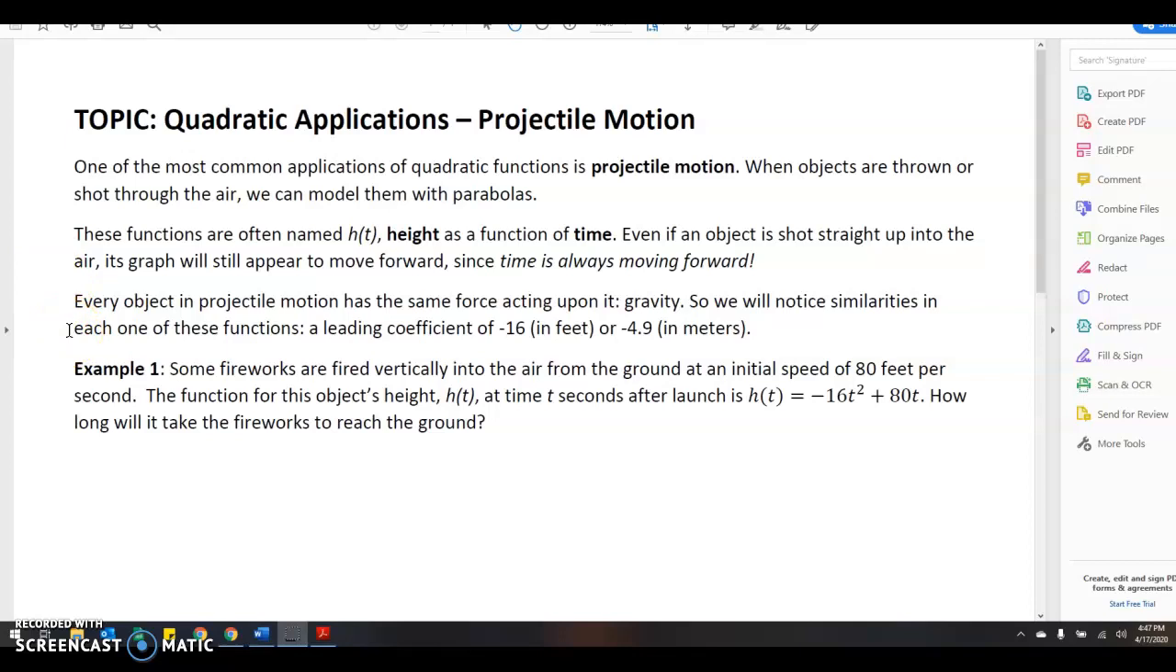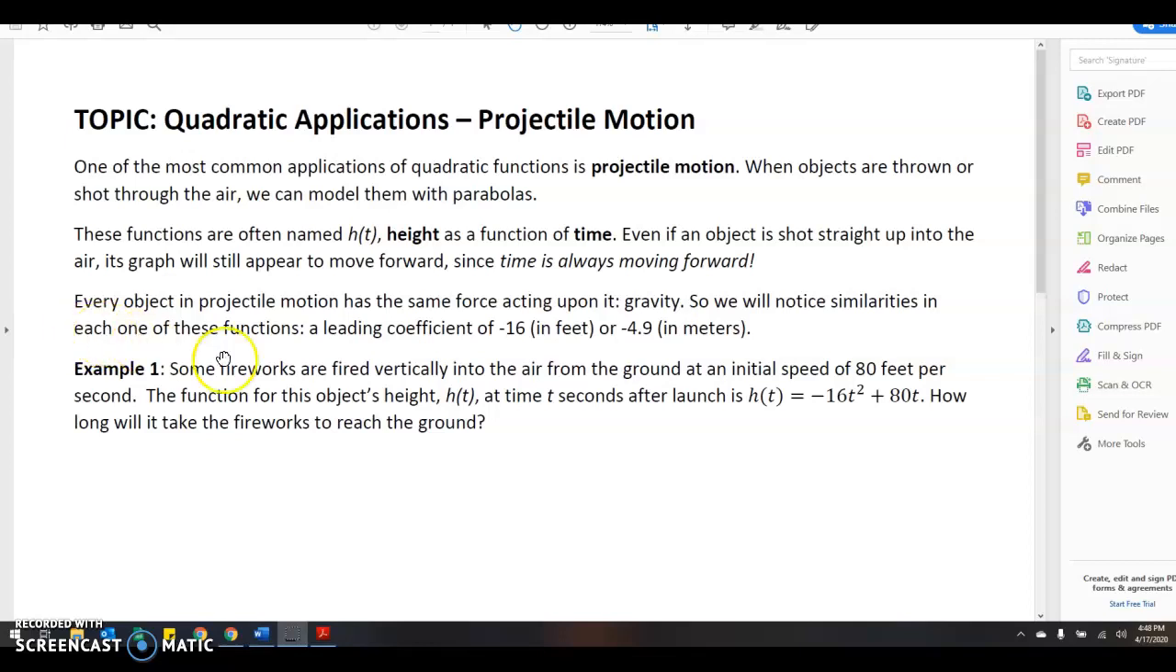So every object in projectile motion has something in common, and that's gravity. Gravity is acting upon anything that we throw into the air as long as you're on the planet Earth. And so we'll notice a lot of similarities in these equations with the way they are set up. Specifically, you'll notice that the leading coefficient, the a value that's in front of our x squared, will usually be negative 16 or negative 4.9 because those are the constants for gravity.